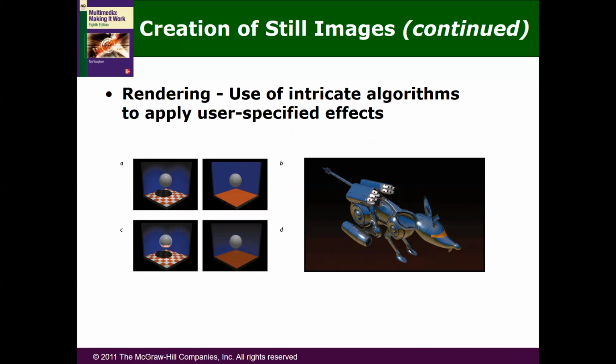Rendering, use of intricate algorithms to apply user-specific effects. Rendering is when a computer finally uses some intricate algorithms to apply the effects you have specified on the objects you have created. In other words, what happens is you are applying some effects on a specific shape. Rendering can also be used in videos or in images as well.